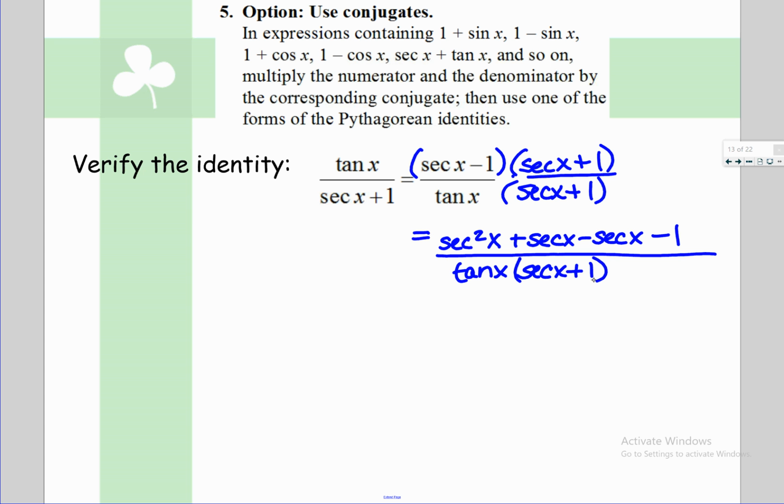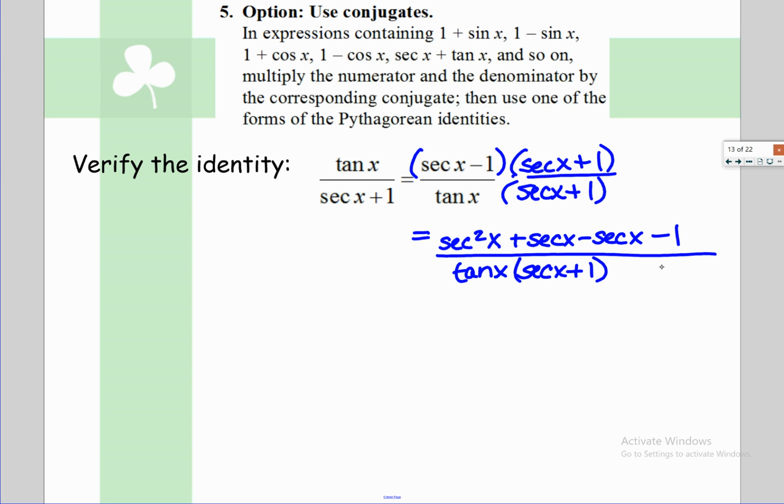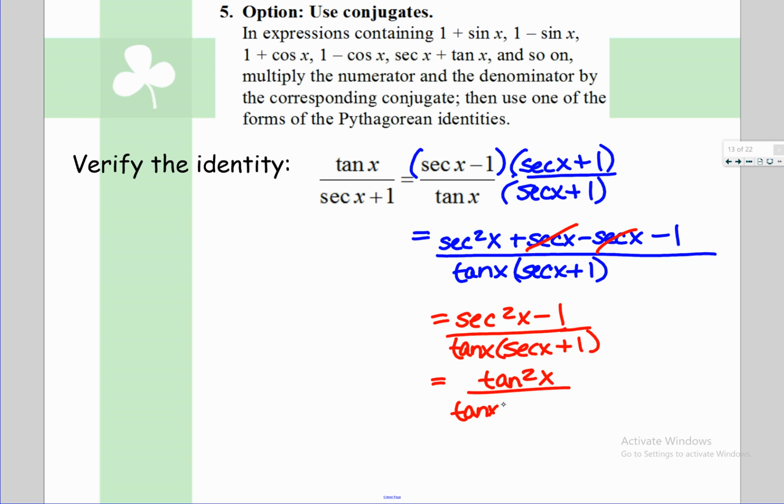What happens in that numerator now? What happens in that numerator? Just algebra. What do you do after you FOIL? Yeah, combine like terms. You have a positive and a negative, they cancel. And now look what I have. I have a secant squared minus 1. Does that look familiar? What is that? It's a thing. Look on your sheet, find it, or look on the board. Secant squared minus 1 is equal to tangent squared. Replace it. Tangent times secant plus 1.